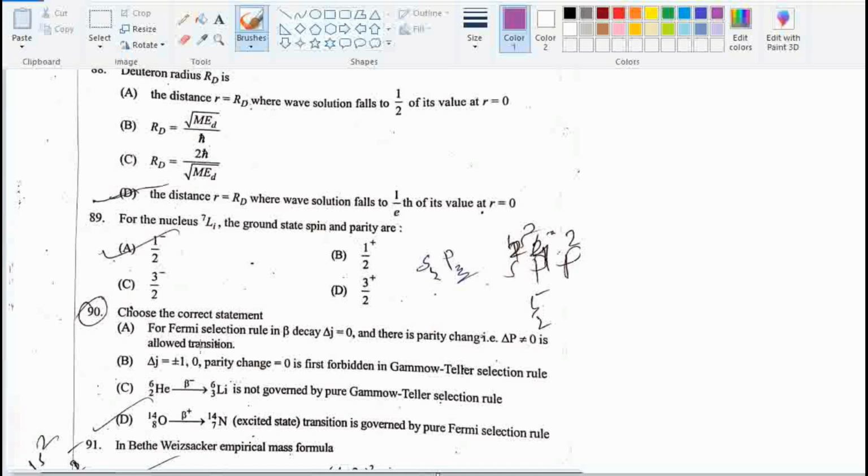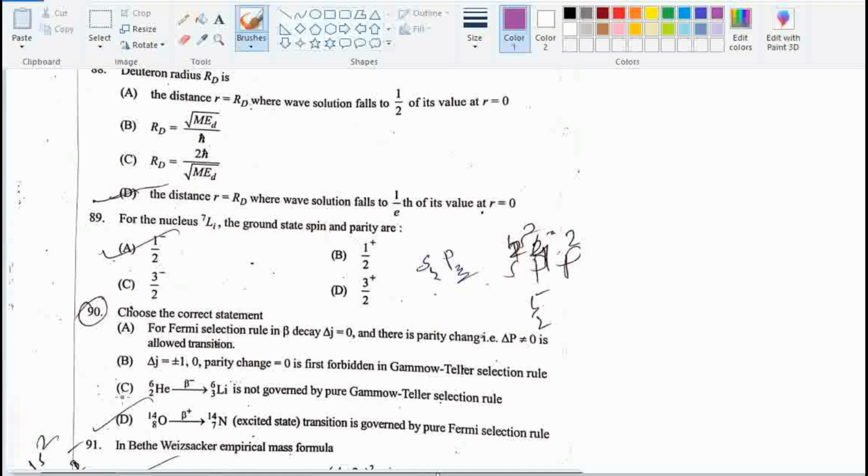and there is a parity change, ΔP not equal to 0, and this is an allowed transition. Option B says ΔJ equal to plus minus 1, 0 and parity change equal to 0 is first forbidden in the Gamow-Teller selection rule.